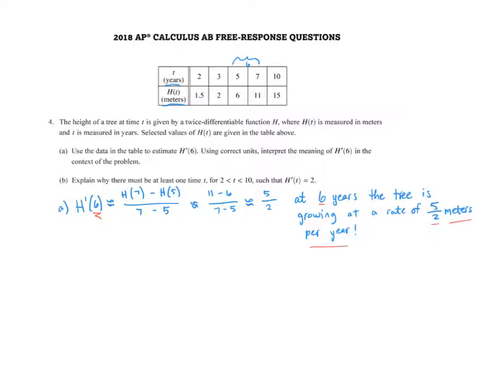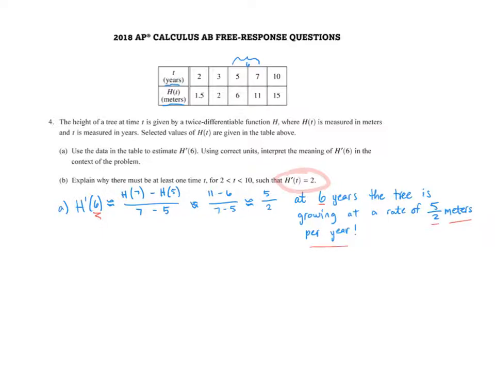Alrighty, time for part B. Explain why there must be at least one time on that interval 2 to 10 such that h prime of t equals 2. So we're looking for this to guarantee an h prime of t that equals 2. So when we talk about guaranteeing something like that, explain why there must be, we're either thinking IVT or MVT.